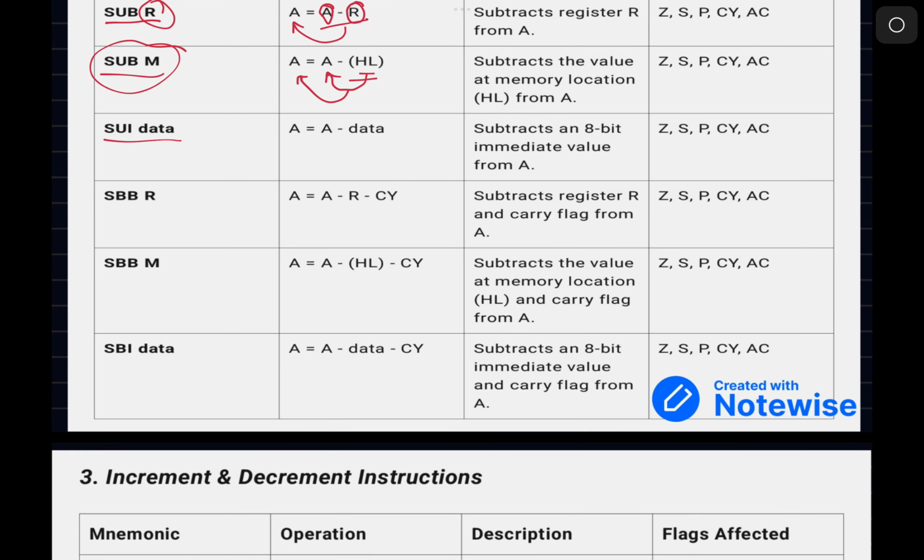Likewise, this is all the same. SUI, subtract immediate. So the immediate data provided in the instruction is subtracted from the content of the accumulator, and the difference is stored in the accumulator.